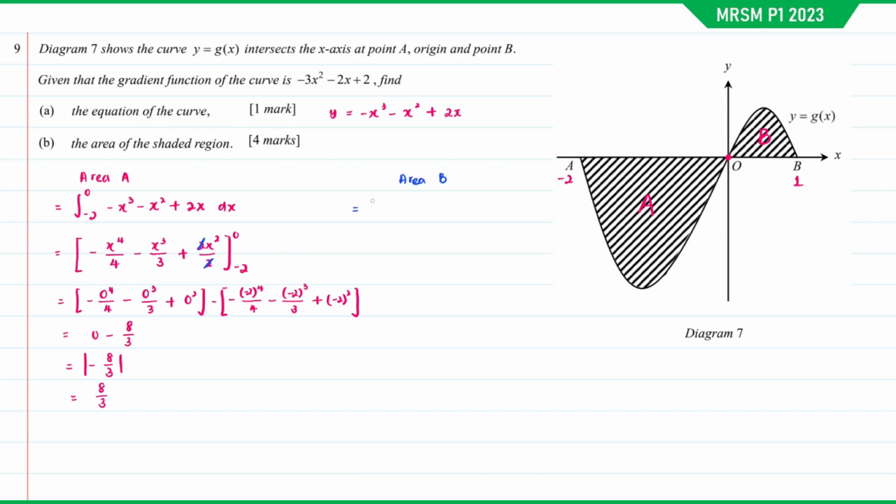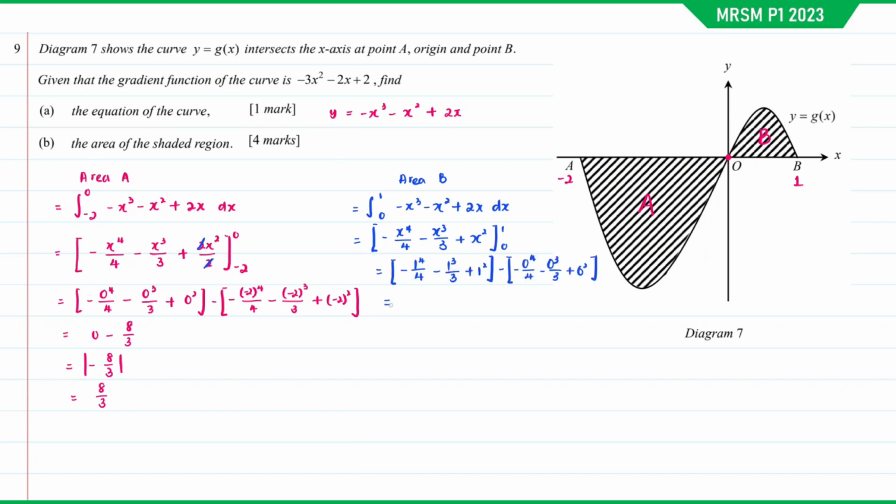For area B, we want to integrate from 1 to 0. Next, we want to substitute the upper limit and lower limit. So this is equal to 5 over 12 minus 0, which is equal to 5 over 12. Then the area of the shaded region will be 8 over 3 plus 5 over 12, which is equal to 37 over 12.